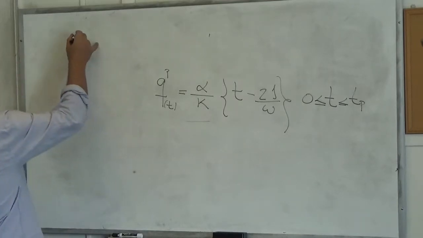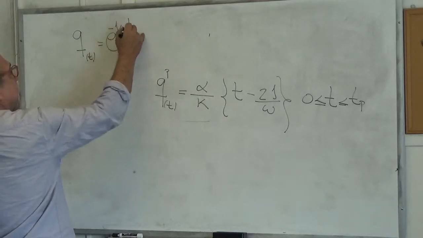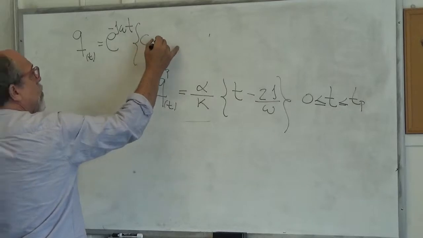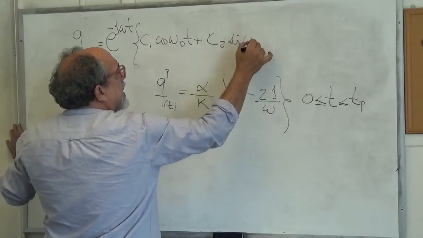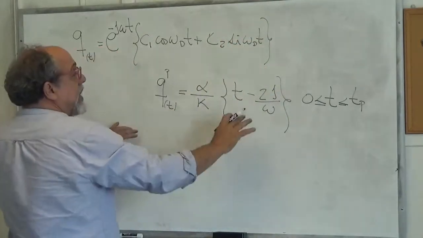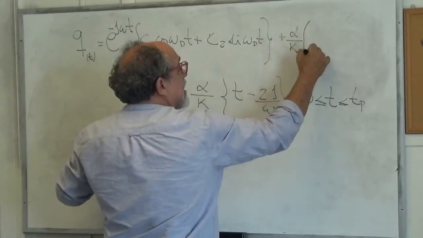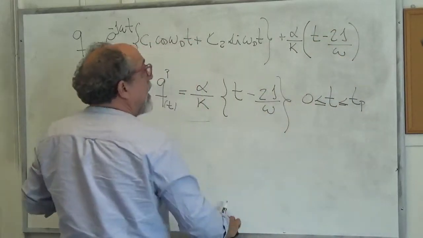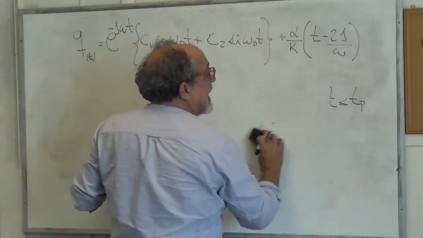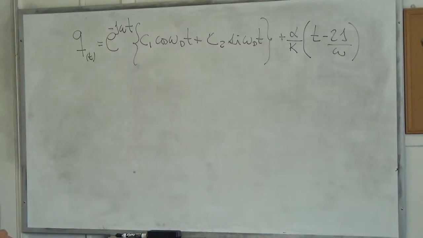And then we would simply say the total solution is the homogeneous plus the particular, so we have this thing proceeding the same as always, C1 cosine of omega damped t plus C2 sine of omega damped t. And then we have to add the particular, which is plus alpha over k times t minus 2 times the ratio of critical damping over omega, right? For 0 less than t, t less than tp. And then given that condition, we would calculate our constants routinely by imposing the initial conditions.